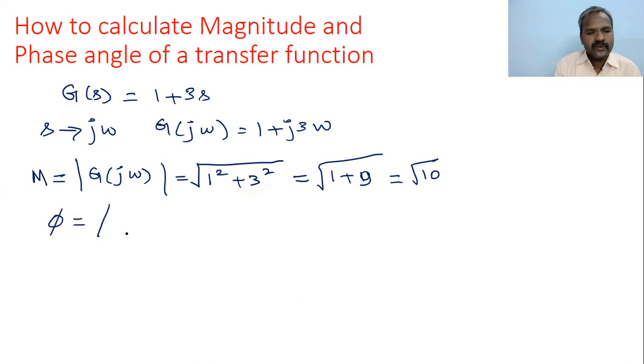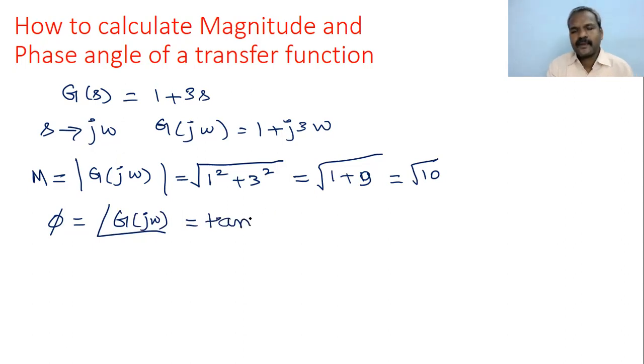So what is the phase angle of this transfer function? Phase angle equals angle of G of j omega. Simply, we know the formula from the complex domain: tan inverse of imaginary part divided by real part. Understand? So what is the imaginary part by real part? This will be equal to tan inverse of 3 by 1.